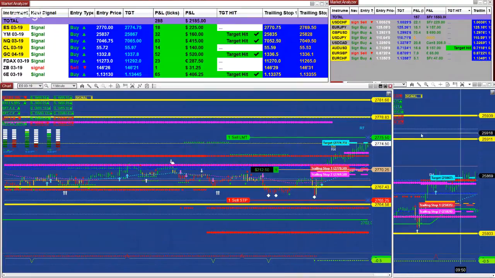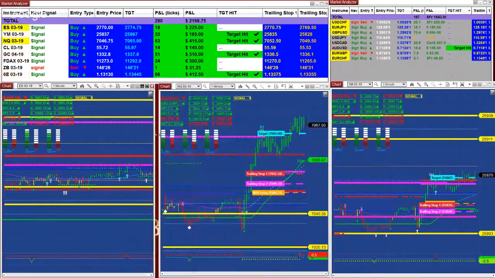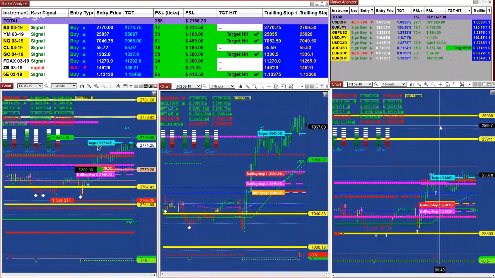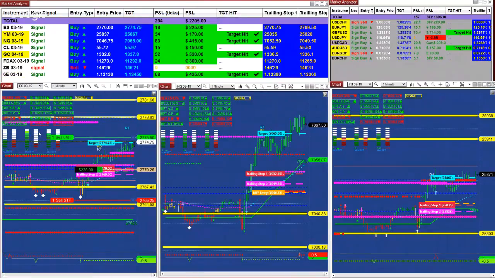This is the key, and we will be watching this market very carefully. At the same time, we can see the Nasdaq has already hit the target, and the YM has already hit the target. So before we start covering the automated trade, we will be looking at some of the stuff here, and we will look at this market.